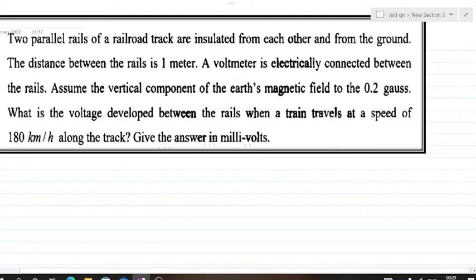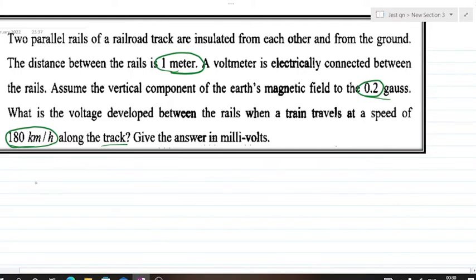Next question is: two parallel rails of a railroad track are insulated from each other and from the ground. The distance between the rails is 1 meter. A voltmeter is electrically connected between the rails. Assume the vertical component of the earth's magnetic field to be 0.2. What is the voltage developed between the rails when a train travels at a speed of 180 km per hour along the track?